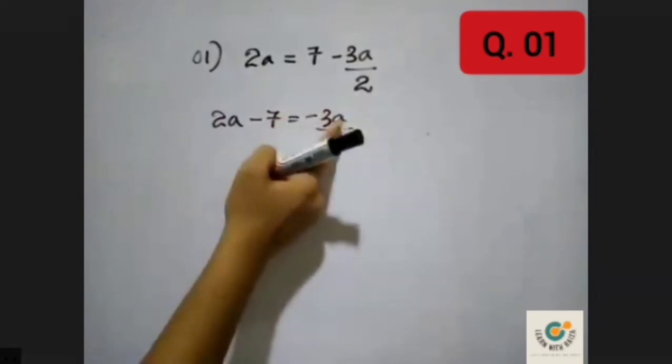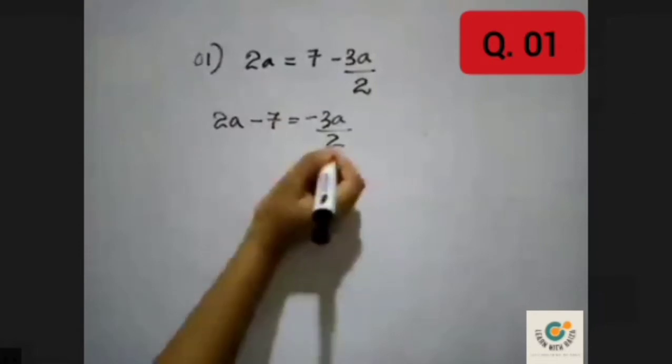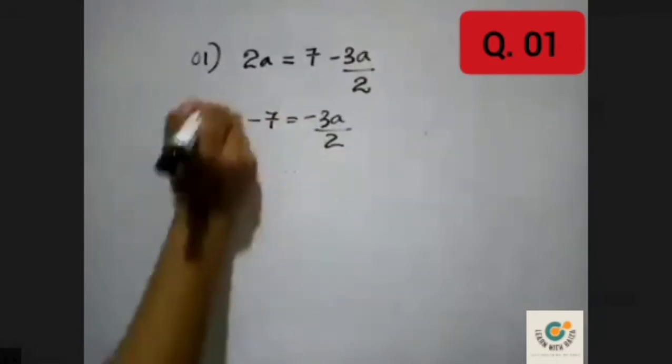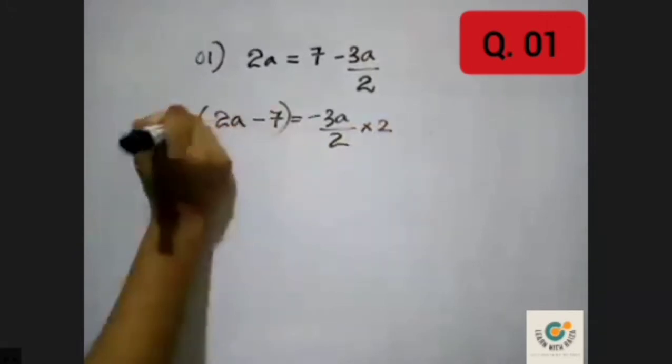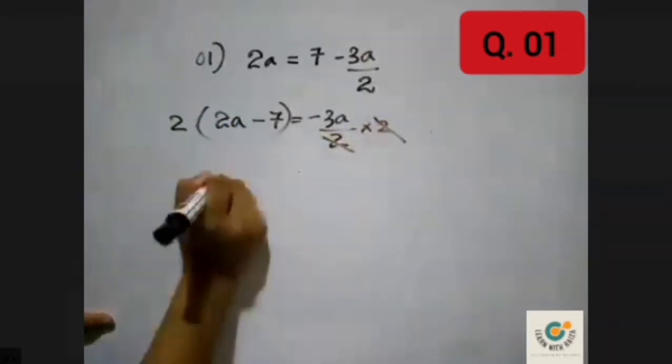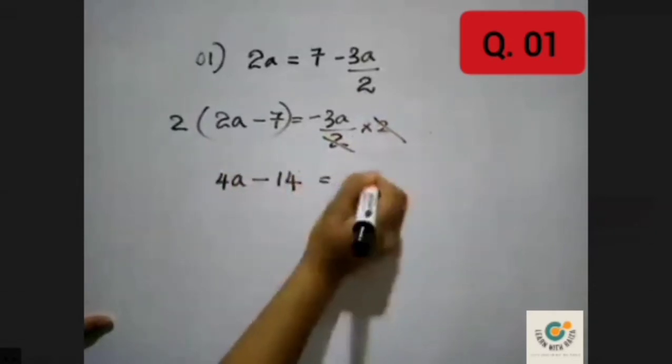To bring this 3a here, right? Directly we can't bring it. We have to remove the 2. So I have to multiply. When I multiply this whole thing by 2, I have to multiply both sides. Then I can cancel these 2. Now I'm getting 4a minus 14 equal to minus 3a.